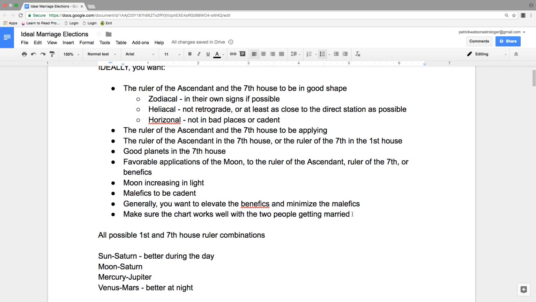And another funny thing that sometimes comes up is sometimes I'll find a perfect electional chart, but then I'll look at how it compares with the natal charts of the two people who are getting married, and it doesn't look that great. So just to be on the safe side, make sure the chart actually works well with the two people getting married.